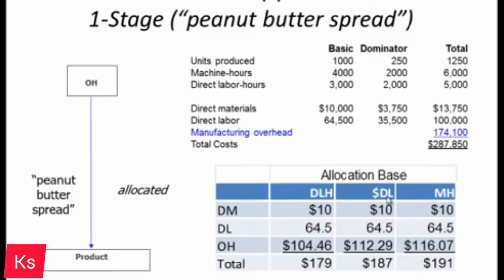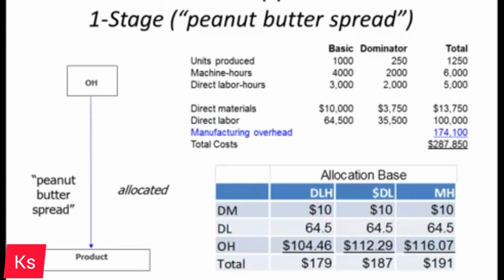When we use direct labor cost as our overhead allocation base, we allocated $112.29 of overhead to each unit of our basic product line. Notice the direct materials and direct labor are exactly the same regardless of how we're allocating overhead. And that, of course, makes sense because these costs are being traced. And so that won't vary depending on how we're allocating overhead. When direct labor cost is our overhead allocation basis, our total product cost for 1 unit of our basic product line is $187.